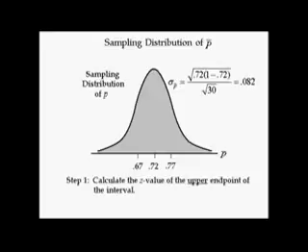In step 1, we calculate the z-value of the upper endpoint of the interval. All we do is we take the difference in 0.77 and the mean, the expected value of the proportion, 0.72. Divide that by the standard deviation of p bar, which is also known as the standard error of the proportion. So we get a z of 0.61. This means 0.77 is 0.61 standard deviations above the mean 0.72.